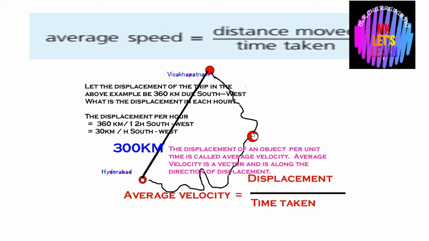Look at the example. Let the displacement of the trip in the above example be 360 kilometers due southwest. What is the displacement in each hour of the train? The displacement per hour is equal to 360 kilometers per 12 hours southwest. That gives the value 30 kilometers per hour southwest. So we can define average velocity as displacement divided by time taken.